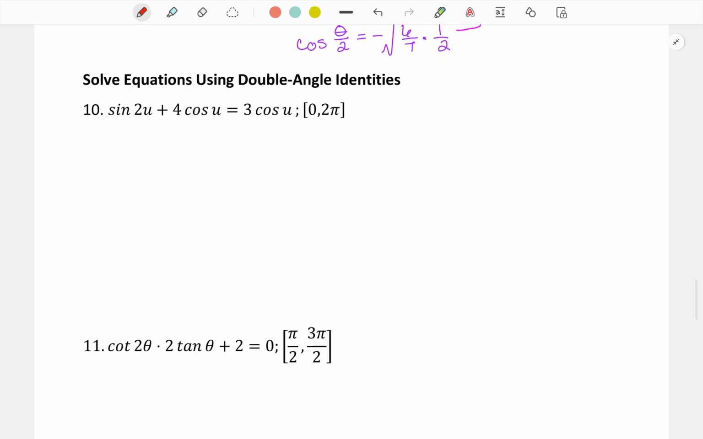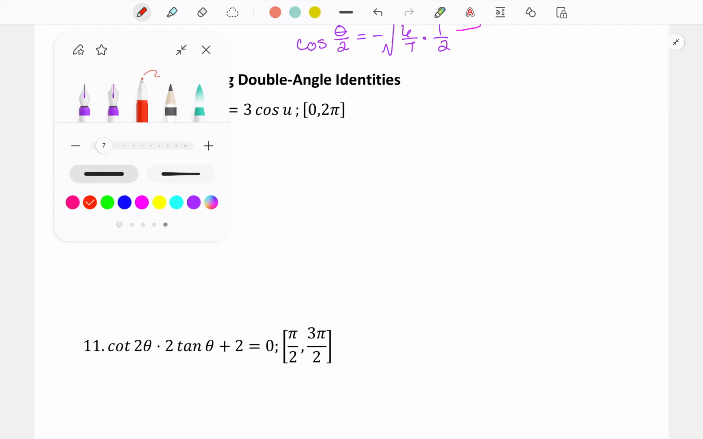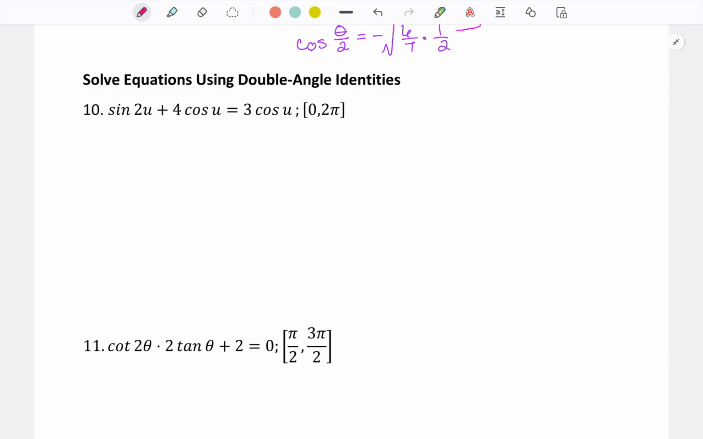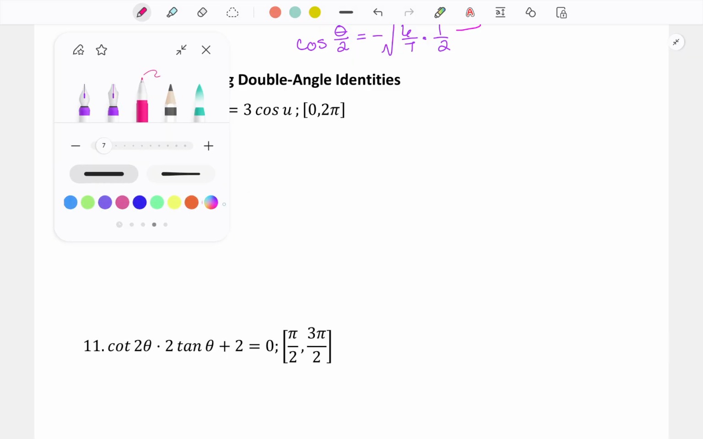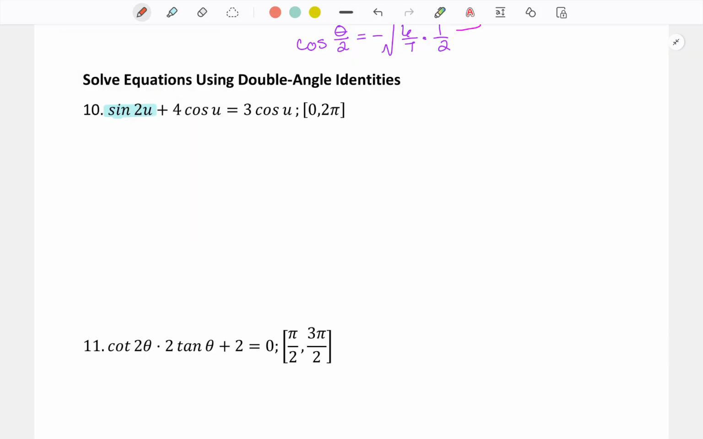And now we are to the last part of the lesson, which is solving equations. So we are still going to solve equations with these identities. And so we are given here some double angle identities in equations. And so we're going to substitute, simplify as much as we can. And so let's go ahead and look at what we've got. So we have the sine of 2u here, and that's a double angle identity. So that is going to be hard to solve for. So we are going to go ahead and use an identity and get that double angle out of there.